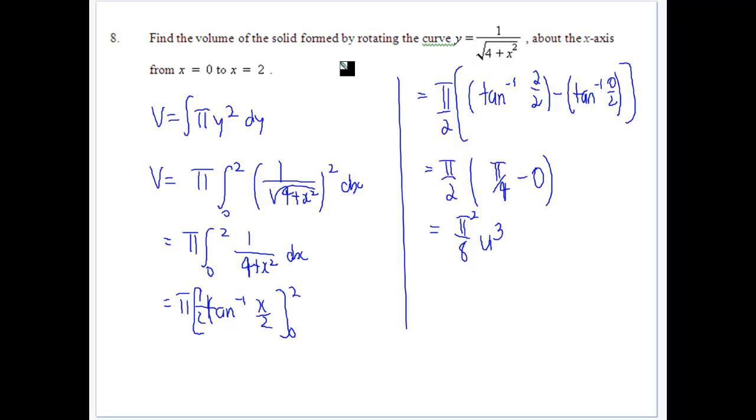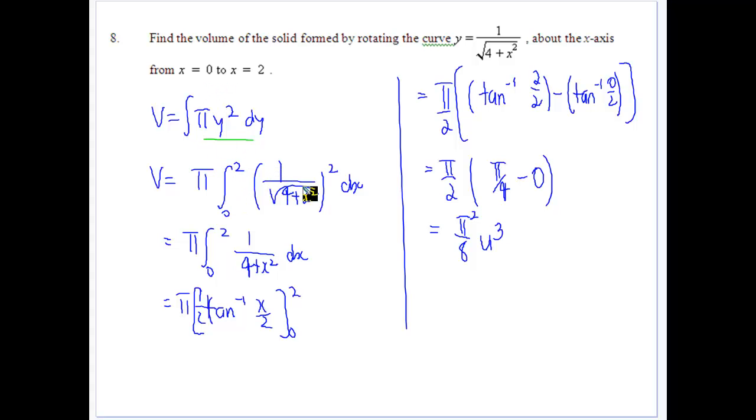We can also do volumes questions. That's part of integration as well. So we get the 1 over square root of 4 plus x squared between 0 and 2. Remember, because we're rotating it, we're getting circular discs. We're going to get our pi y squared dy dis. So we're going to go from 0 to 2. That was given to us.